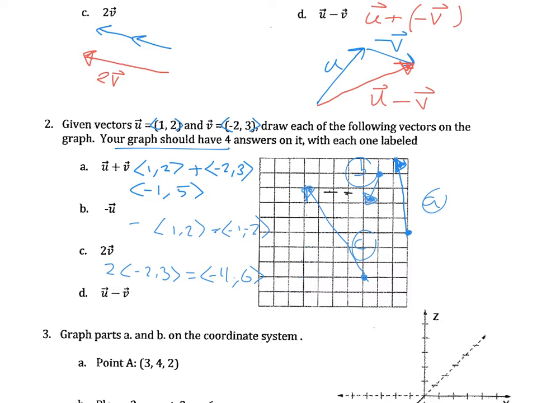Question D, we'll do U minus V, which means 1, 2, minus negative 2, 3, which is, minding the signs, 3, negative 1. So we're going to go from a starting point to the right 3, down 1. There's my arrowhead. There's my line. There's my label. So I have A, B, C, and D.